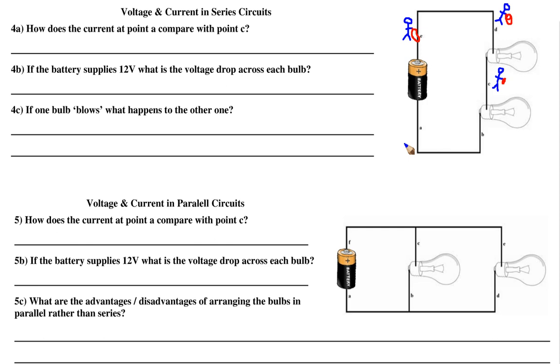And then by the time he's gone through the second bulb, the electron will have essentially lost pretty much all of his energy, so that bag will be completely empty.